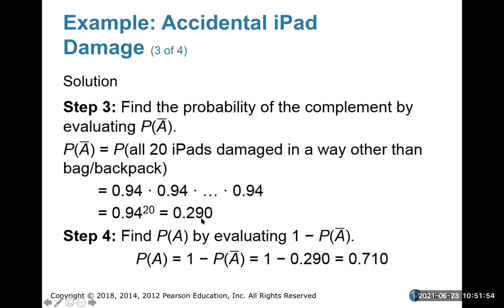So there's a 29% chance, or 0.29, that you get 20 iPads and none of them are damaged. So the probability of at least one damaged is 1 minus none damaged. So that's 0.71. Some of this needs more review and comprehension. The logic might be difficult. So please go back and review them if you want to do well on the test.